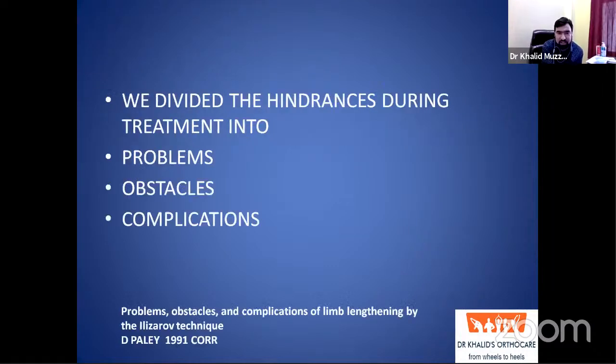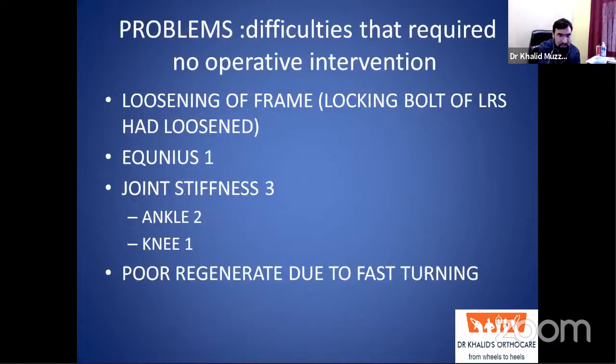We divided the hindrances during treatment into problems, obstacles, and complications. Problems were difficulties that required non-operative intervention. We had loosening of frame, which did not require operative intervention because it was loosening of a locking bolt. Equinus was in 1, joint stiffness in ankle 2 and knee 1, poor regenerate due to fast turning 1.